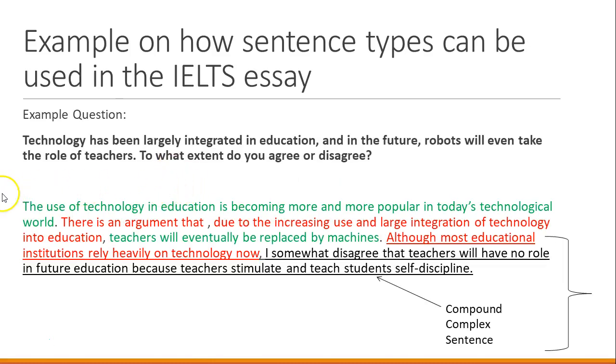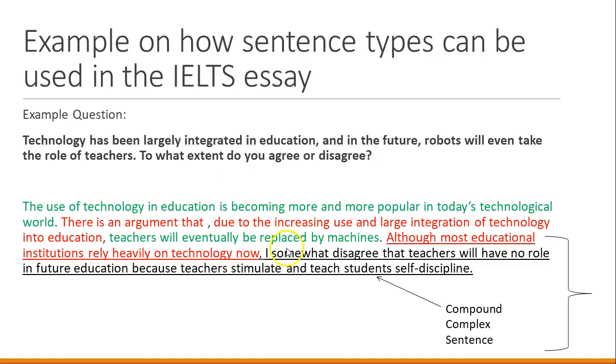Another example here, we have an essay on the future of education, whether teachers are going to be replaced by robots or not. So, do you agree or disagree, and to what extent? The use of technology in education is becoming more and more popular in today's technological world. This might look like a long sentence, but it's actually a simple sentence, because we don't have two independent clauses and we don't have one dependent clause.